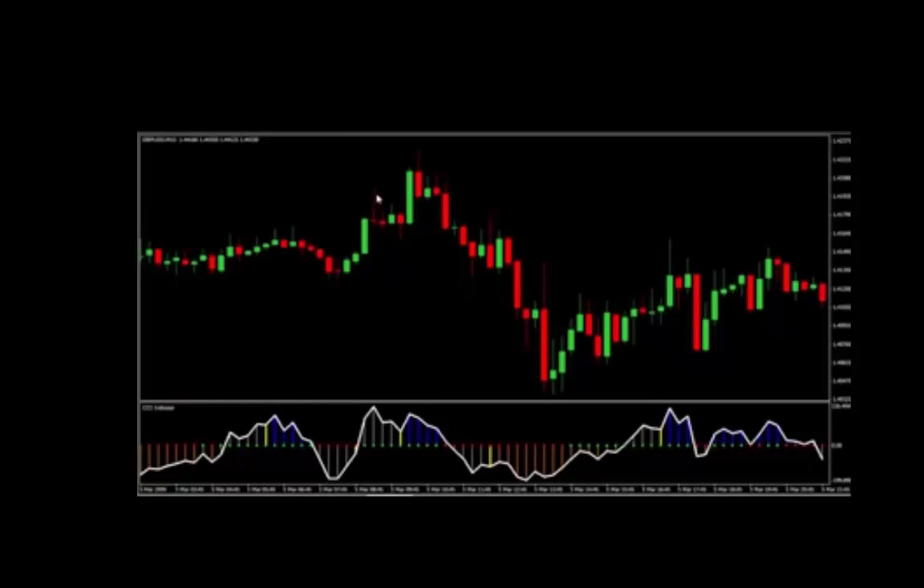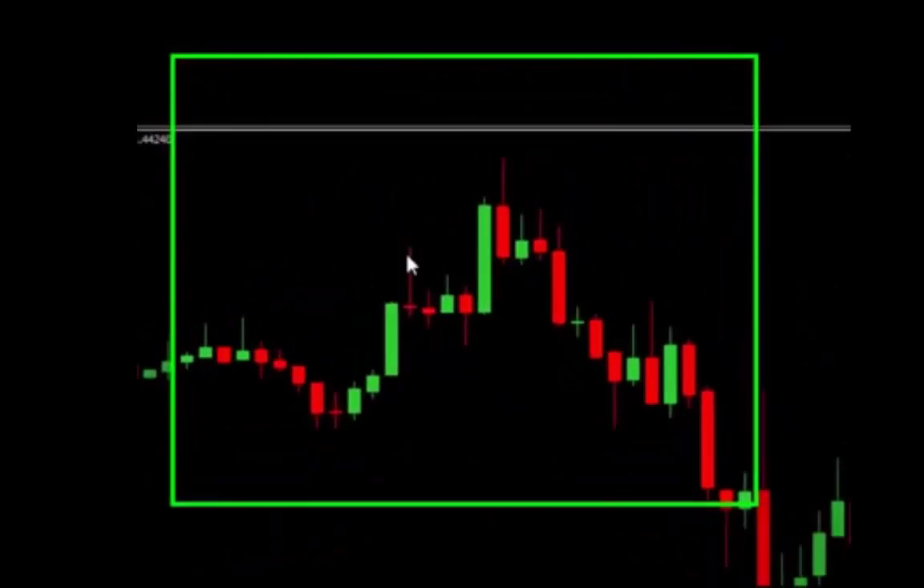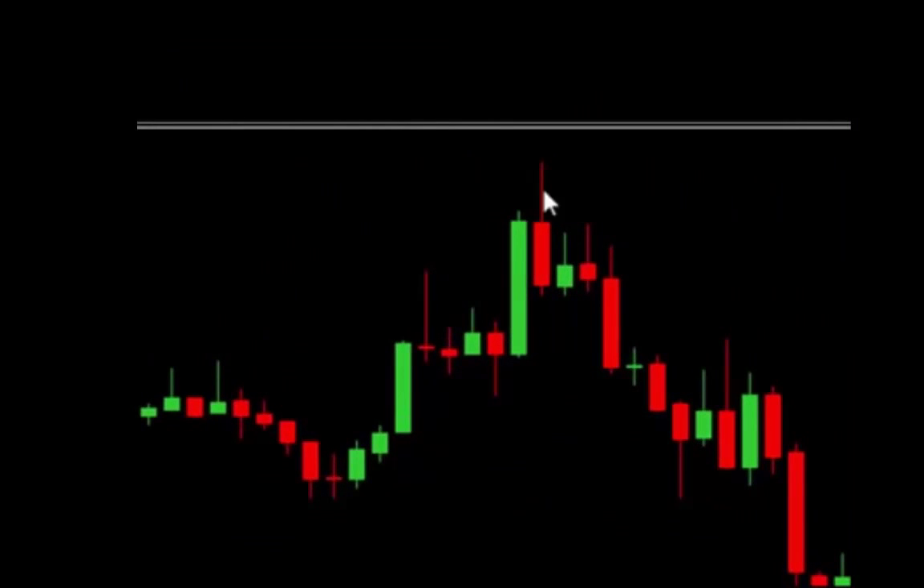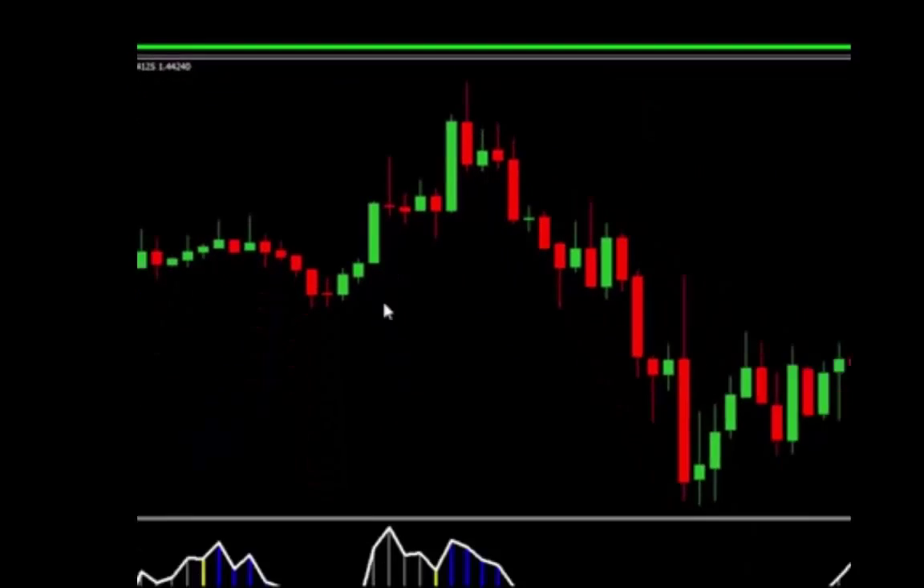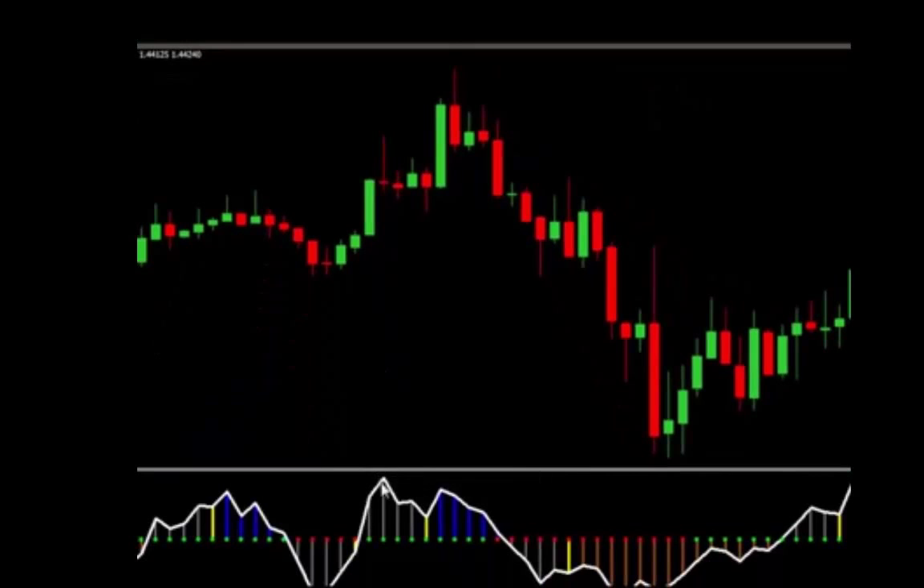Now, let's see here. Here's an example of a divergence. We have a high here, and then we have a higher high here. But on our CCI, we have a high here and then a lower high. So you can see that right there is a divergence. The market is saying something different from what the indicator is saying. And that is a sign of a reversal.